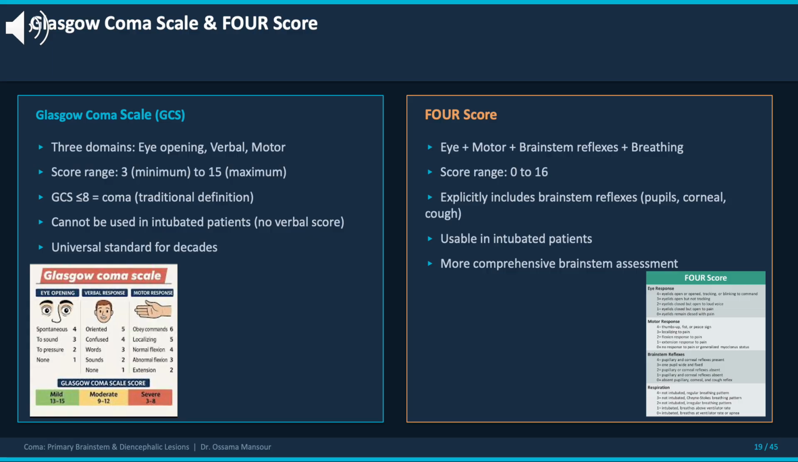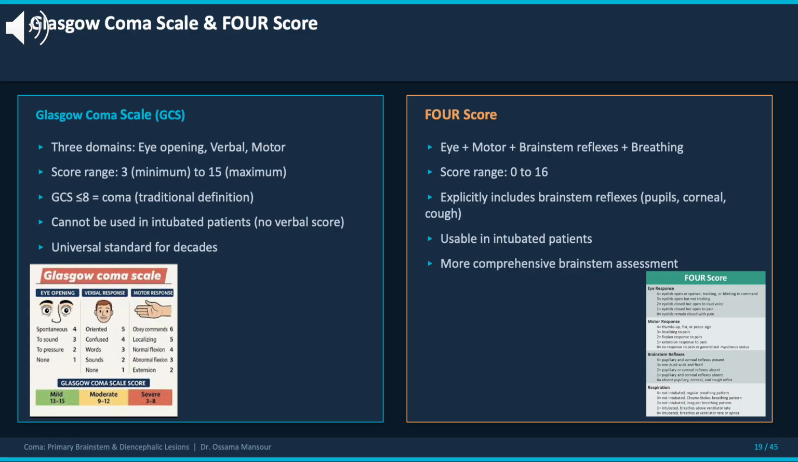Traditionally, a GCS score of 8 or less defines coma. The Full Outline of UnResponsiveness score, abbreviated as FOUR score, represents a more recent development that addresses some limitations of the GCS. The FOUR score has similar components, including assessment of eye responses and motor responses, but it adds explicit evaluation of brainstem reflexes, including pupillary light reflex, corneal reflex, and cough reflex, which are not formally included in the GCS. Additionally, the FOUR score includes detailed assessment of breathing patterns.